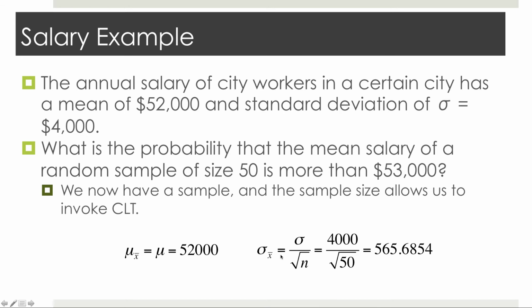The standard deviation of the sample means, sometimes called the standard error, can be found by taking the population's standard deviation and dividing by the square root of the sample size. So because we have both of these numbers here, we can then compute this to be 565.6854.